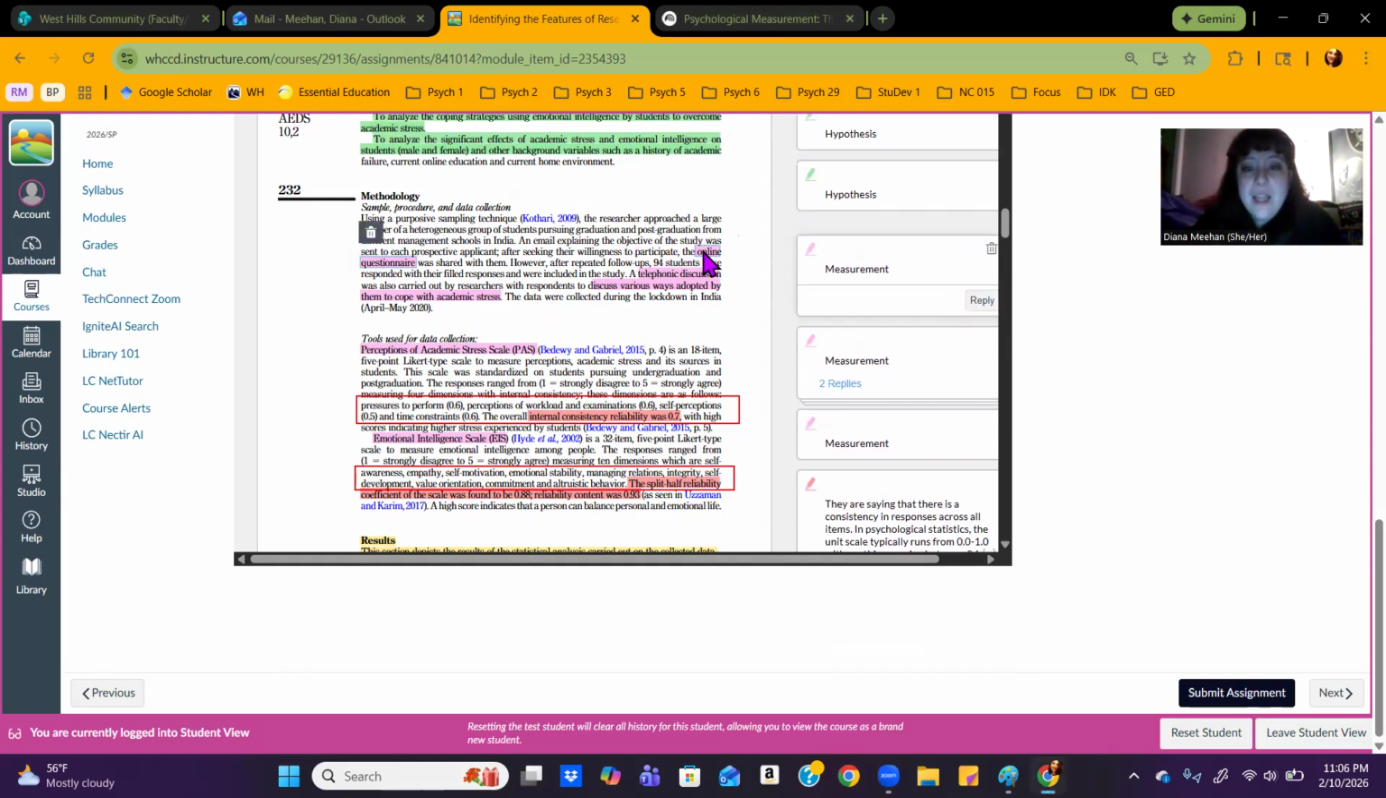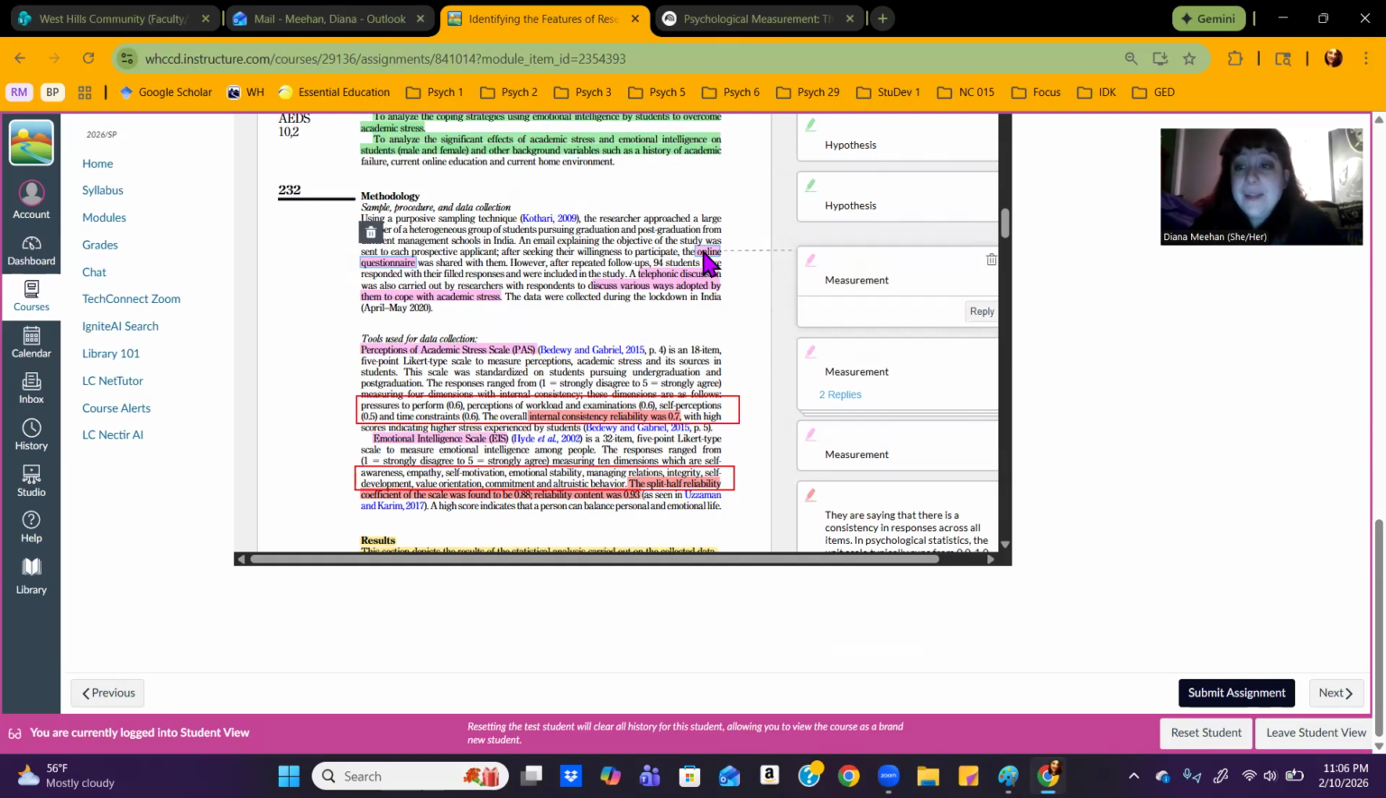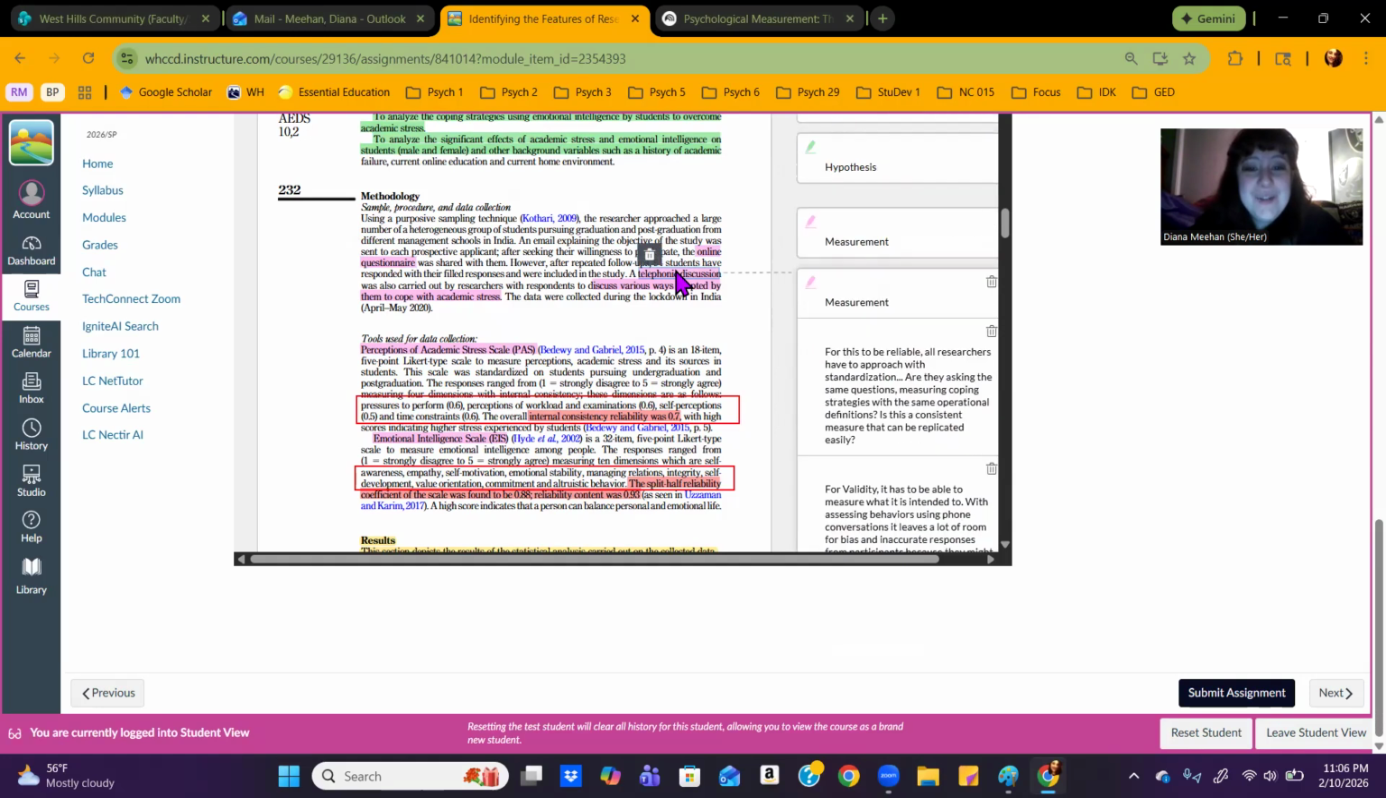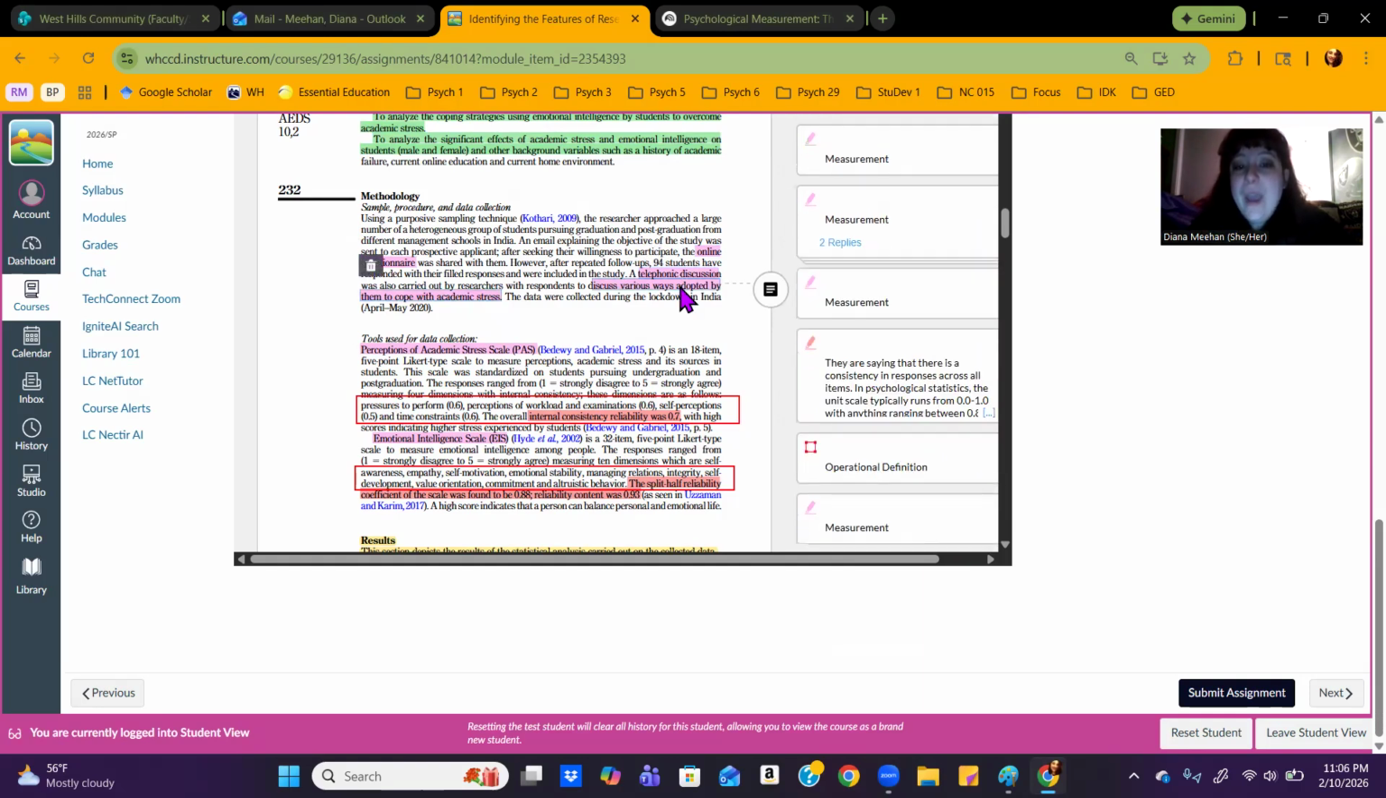They mention an online questionnaire, and if you highlighted that as a measurement, cool. They measured it using a telephone discussion. So a telephone discussion was carried out by the researchers, discussing the various ways that they adapted using their coping strategies. So they used the telephone discussion to measure the coping strategies.